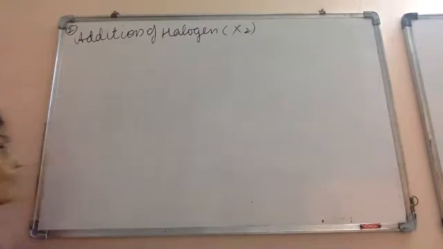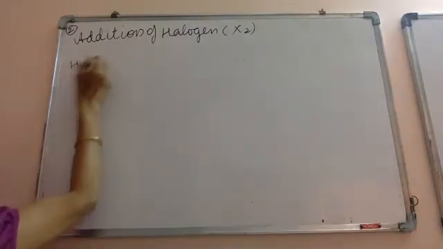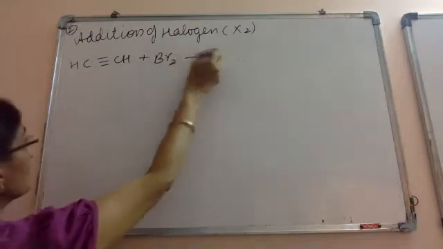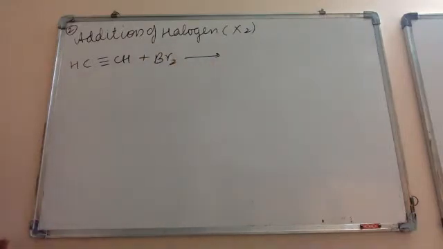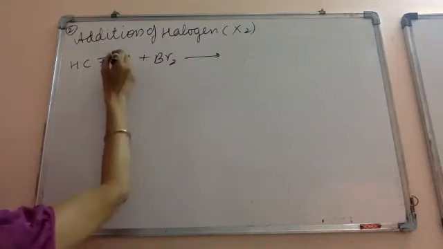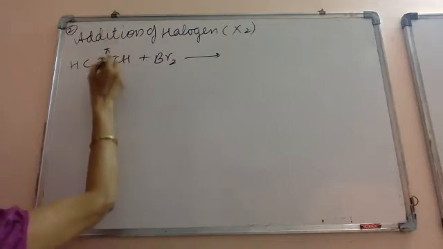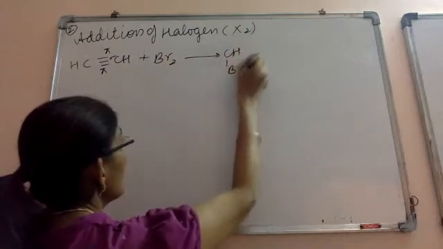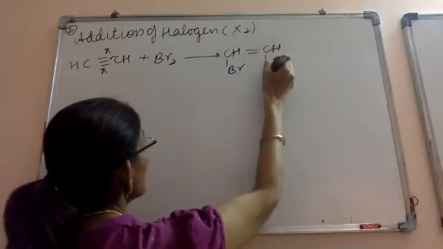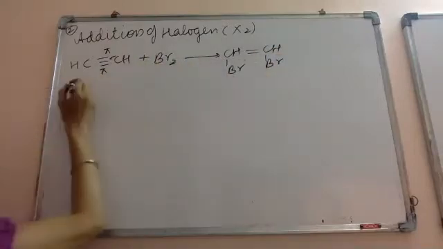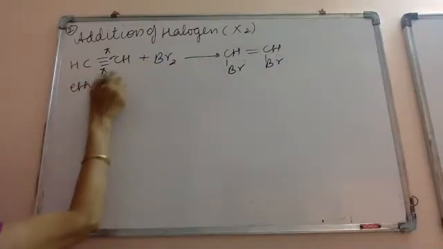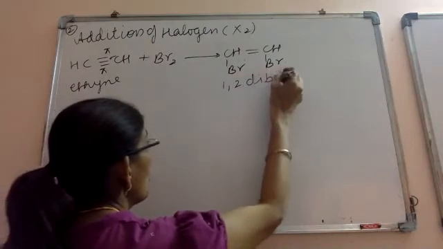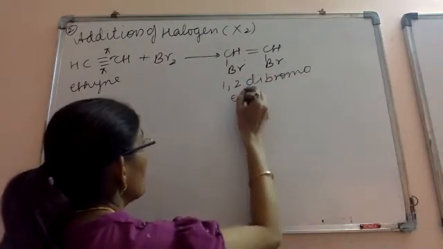How, see? Suppose we have ethyne. Bromine is added on it. One sigma, two pi bonds. One pi bond will break. One Br each will add on both carbons. CHBr, CHBr. This is 1,2-dibromoethene.